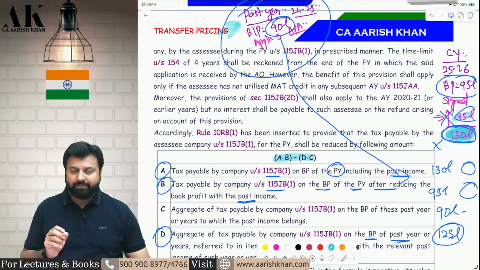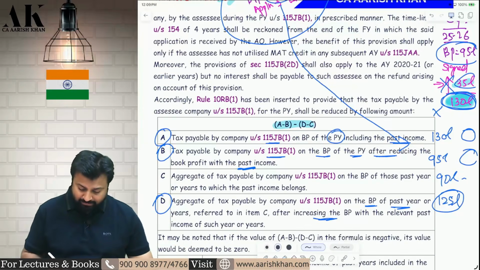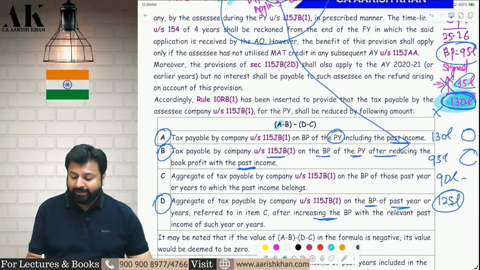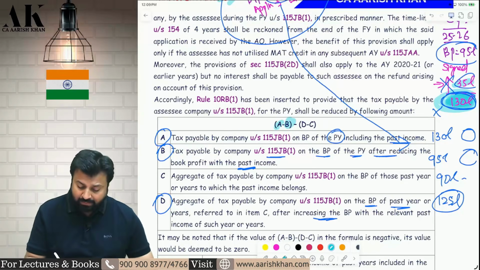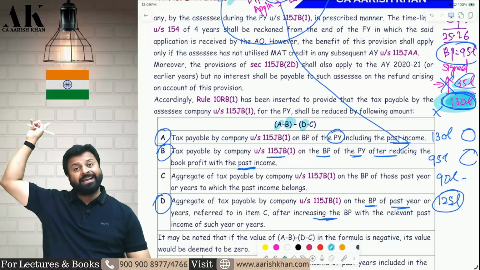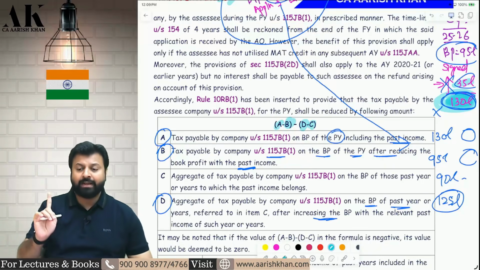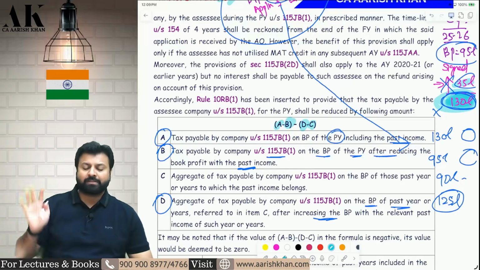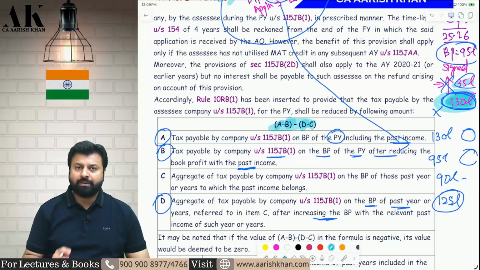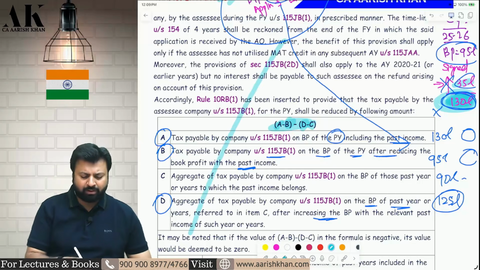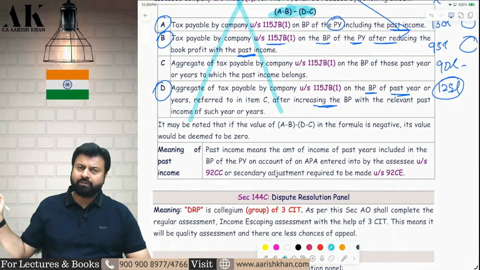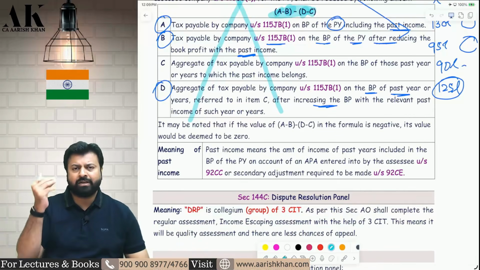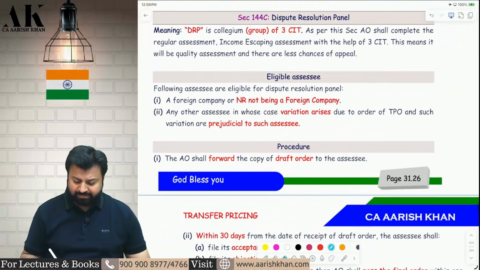How much relief is the government giving you? Let me tell you once again. In A, you will compute tax of the current year including past income. In B, you will only take tax of the current year excluding past income. In D, you will take tax of the earlier year including past income. In C, you will take tax of the earlier year excluding past income, and whatever difference comes, that will be given as a relief to you. Not a very important provision for the examination. You will not get any example of this in any book, including the ICAI material. This is the example which I have created from my side.